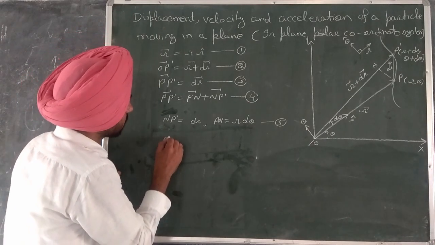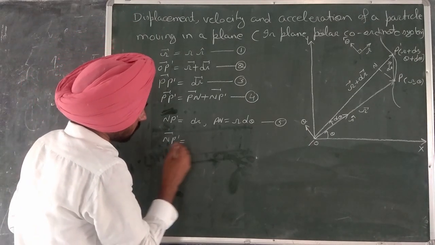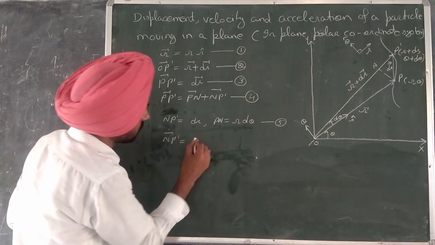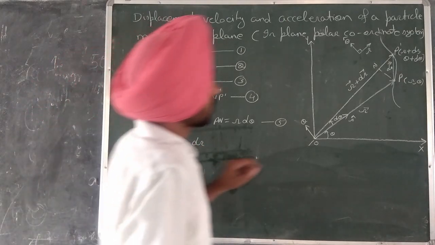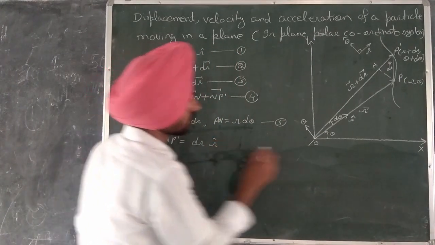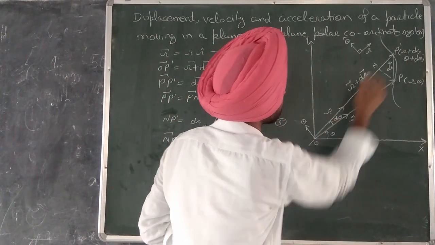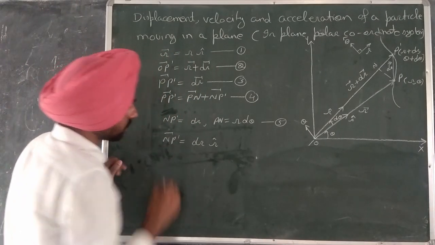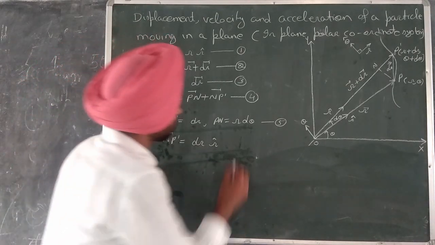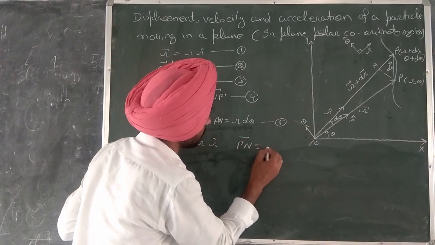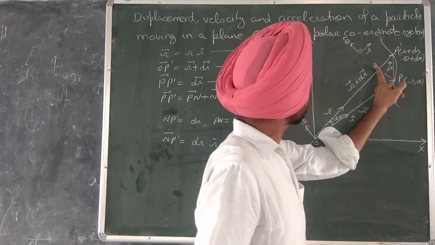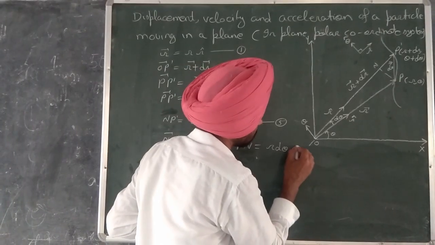So now vector NP prime is the magnitude of NP prime multiplied by the unit vector. The magnitude of NP prime is dr and the unit vector is in the direction of increasing r, so this is r cap. So NP prime equals dr r cap, and vector PN is r d theta. This PN is from P to N, so it is in the direction of theta cap.